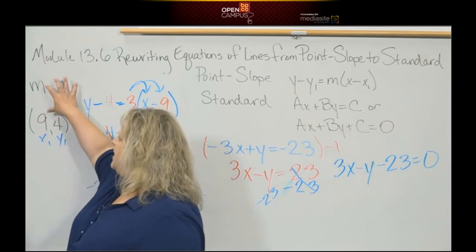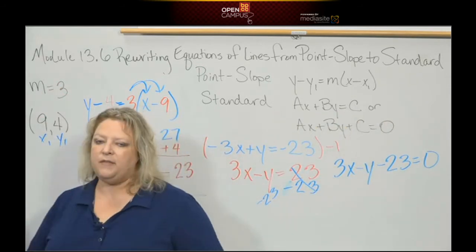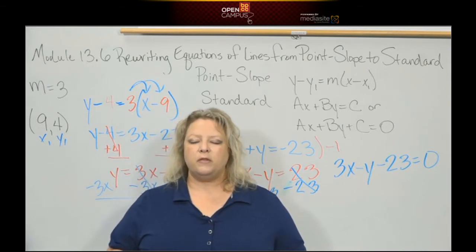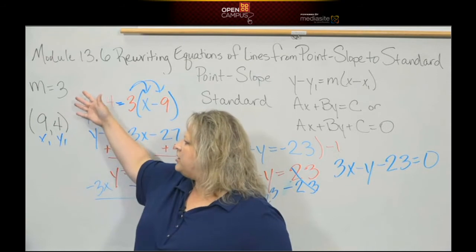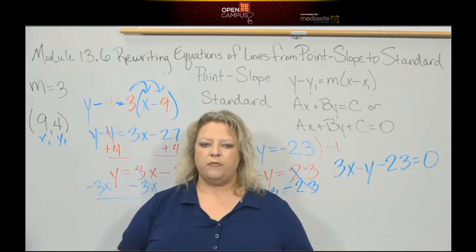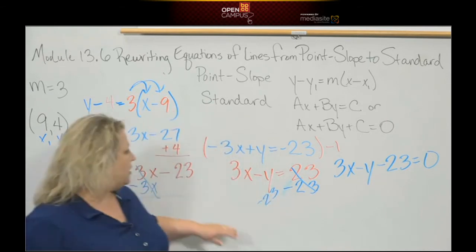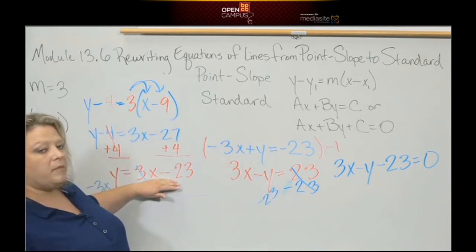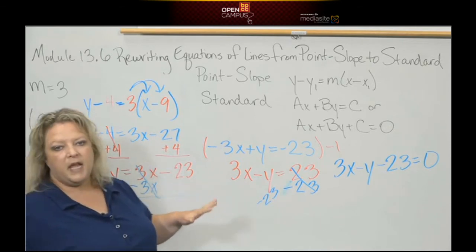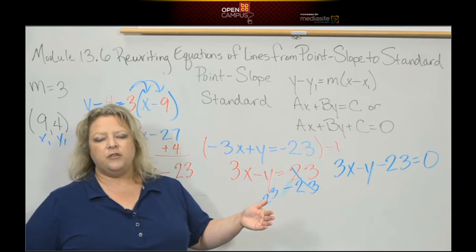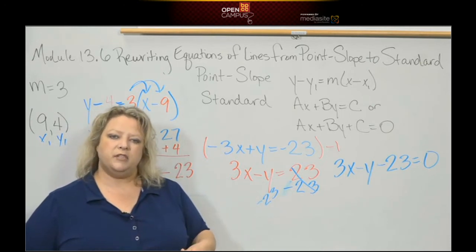The key is, what information do they give you to even start with? That's one of the most important things. If they give you this information, then you know you have to start at point-slope form. If they give you the slope and the intercept, then you can start here at slope-intercept form and skip all of this, okay? It just depends on what they give you as to how much work you're actually going to have to do. All right?